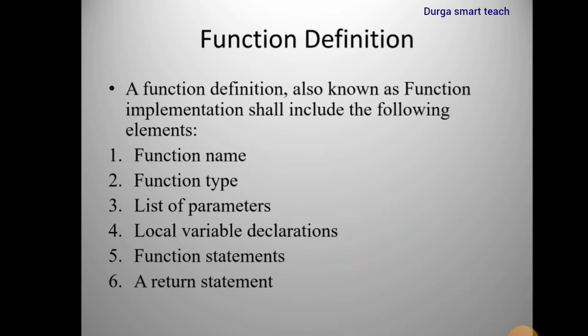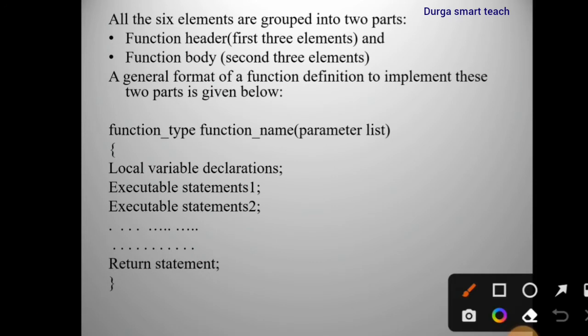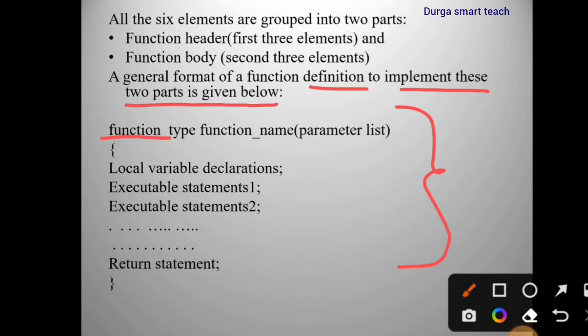Let's see the general format for function definition to implement these 2 parts. This is the function definition syntax. First one is function type, function name, parameter list. Inside this it has local variable declaration, executable statements and return statements.